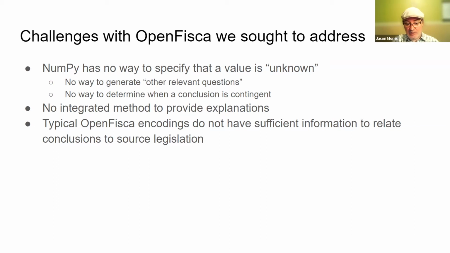The second problem is that Open Fisca doesn't have explanations as a built-in feature, so we were going to have to figure out how to deal with that. And then the third is that the typical way of encoding legislation in Open Fisca didn't really provide any way to link the calculations back to the source material.